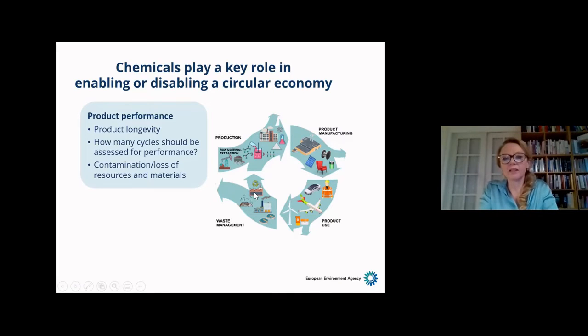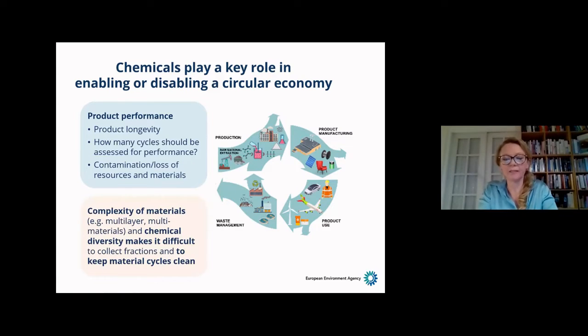And along the way, as the materials degrade, you will have losses, some intentional losses, you can say even energy to waste, but also unintentional losses where you have leakages from the system. And in general, you can say that the more complex the materials are, the more glued together as a multi-material, the more chemicals there are in it, the harder it is to keep the material cycles clean and maintain the quality of the product.